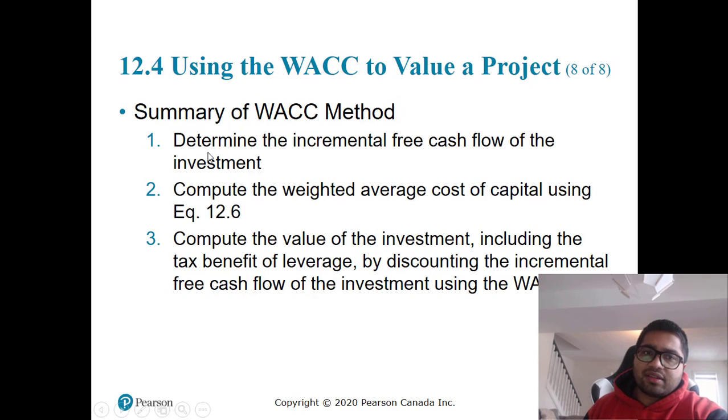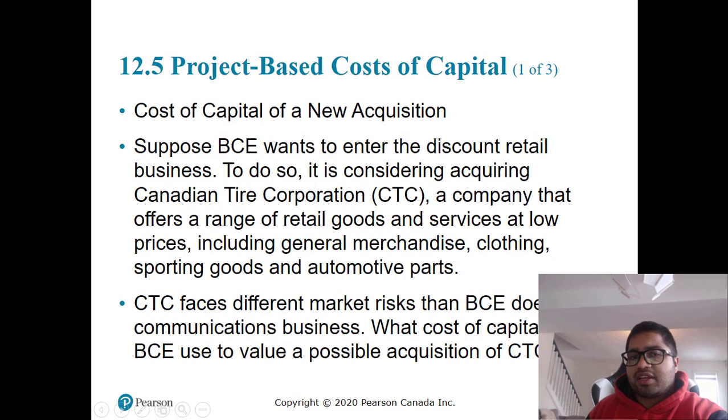Summary of WACC method. Determine the incremental free cash flow of the investment, compute the weighted average cost of capital, and compute the value of the investment, including the tax benefit of leverage, by discounting the incremental free cash flow of the investment using WACC.